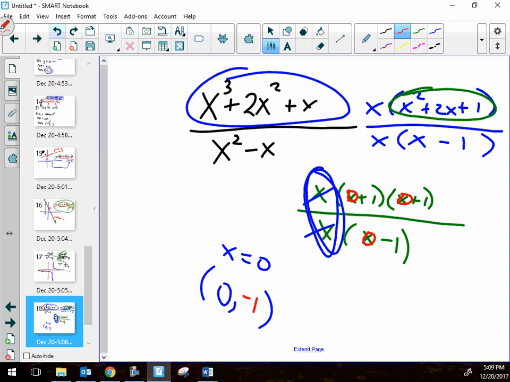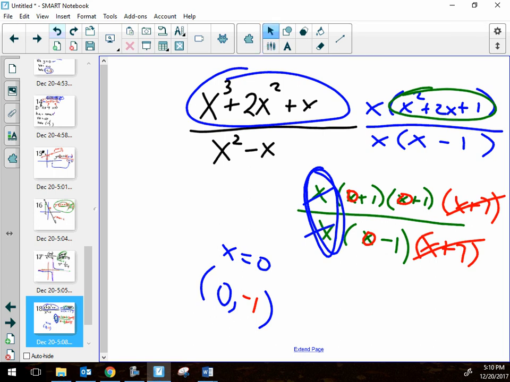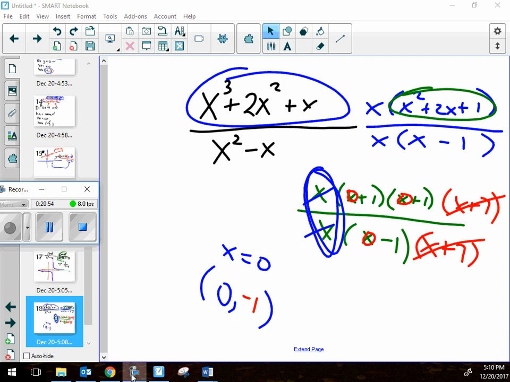All right, so if there was another hole, there can be multiple holes. Let's say that this had an x plus 7 on the bottom and an x plus 7 on the top. That would also create a hole at negative 7. So that's just a reminder on how to do some weird factoring that involves finding holes.